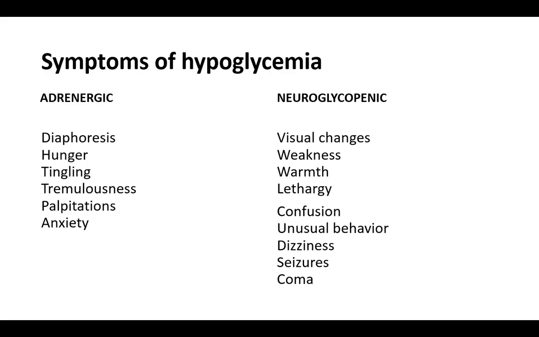The other group is actually the true one, neuroglycopenic. It means the neurons are not getting enough glucose. When your brain is not getting enough glucose, you become irritable, with visual changes, weakness, warmth, lethargy, confusion, unusual behavior, dizziness, seizures, coma. And that's severe hypoglycemia. So insulin is the number 1 medication that you have to be careful when dealing with.